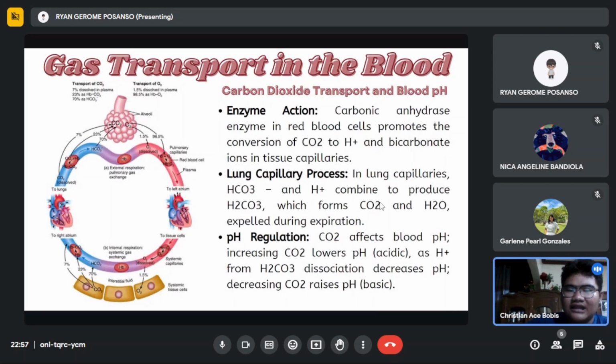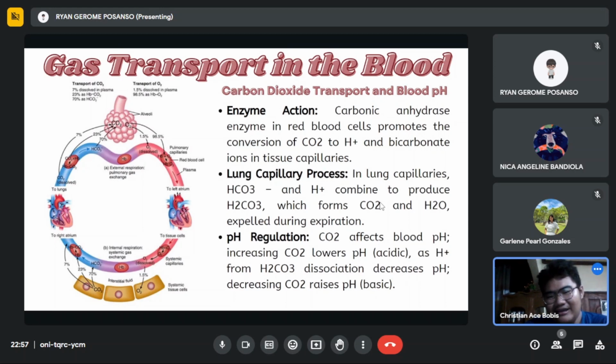Upon reaching the lung capillaries, the bicarbonate ions and the hydrogen ions combine to reform carbonic acid, which then breaks down into CO2 and water. This process is crucial for preparing the carbon dioxide for expulsion during expiration, completing the cycle of the CO2 transport from the tissues to the lungs.